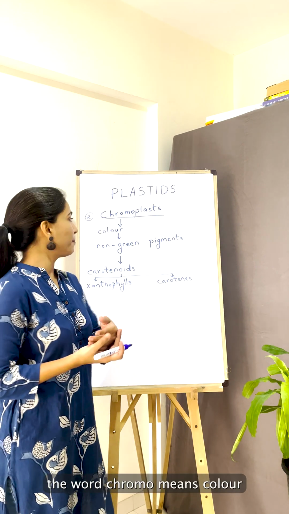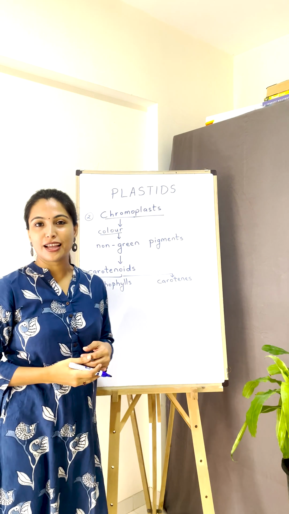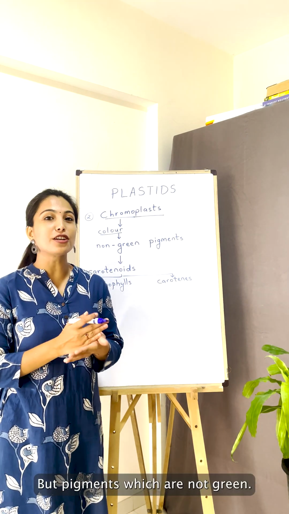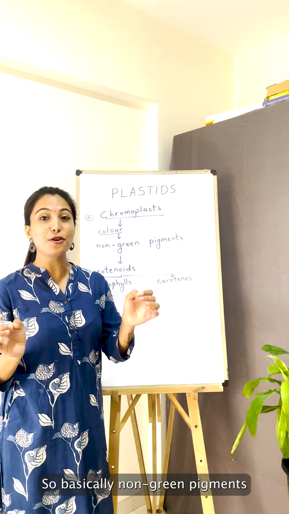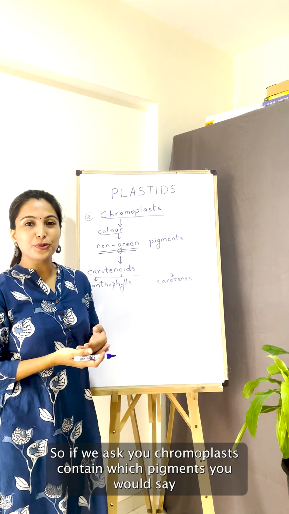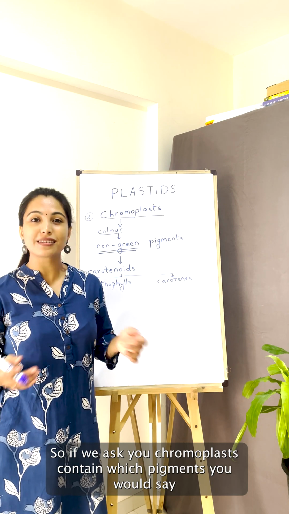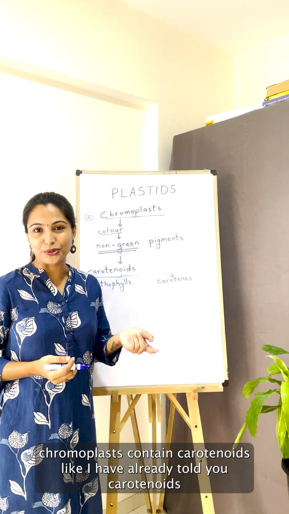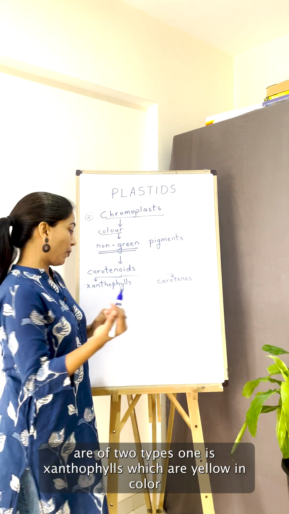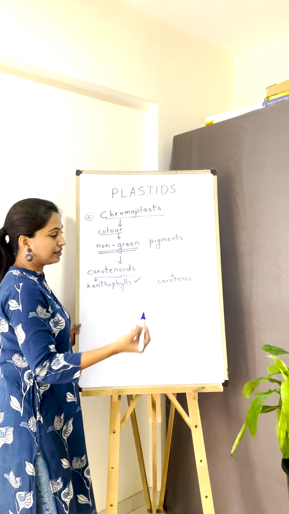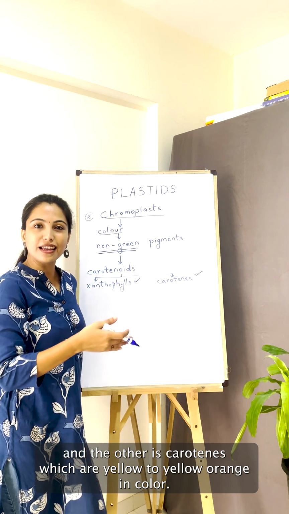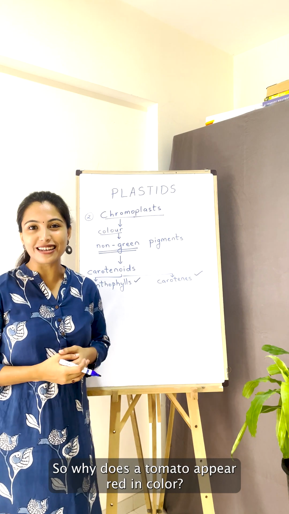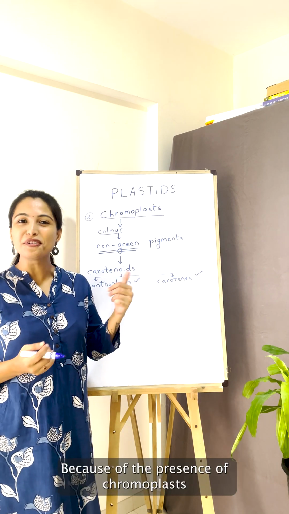The word chromo means color. So chromoplasts basically contain pigments, but pigments which are not green. So basically non-green pigments. So if we ask you, chromoplasts contain which pigments? You will say chromoplasts contain carotenoids. Like I have already told you, carotenoids are of two types. One is xanthophylls, which are yellow in color, and the other is carotenes, which are yellow to yellow-orange in color. So, why does a tomato appear red in color? Because of the presence of chromoplasts.